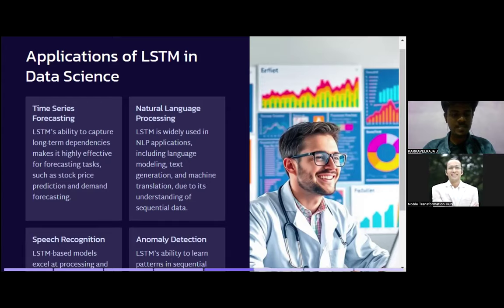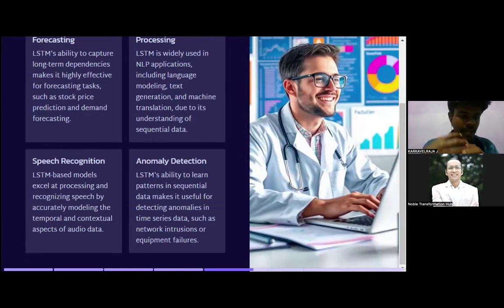Then speech recognition, which is also sequential, right? LSTM-based models excel at processing and recognizing speech by accurately modeling the temporal and contextual aspects of the audio data. During my MTech, I built a speech-to-text model from scratch where I used LSTM as a layer for handling the sequential data. That much capability this LSTM has, because whenever the data is in a sequential manner, you can blindly go for LSTM, and it will work.